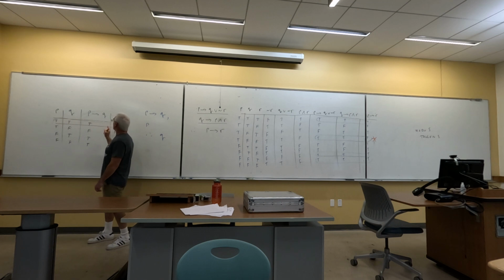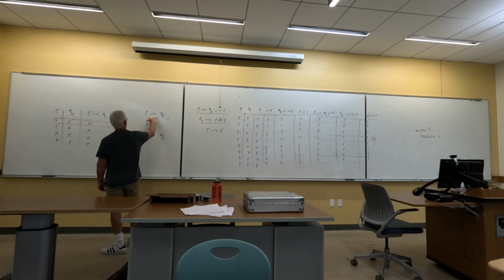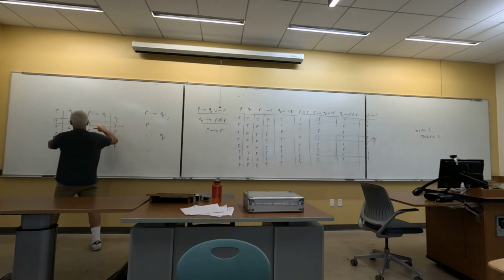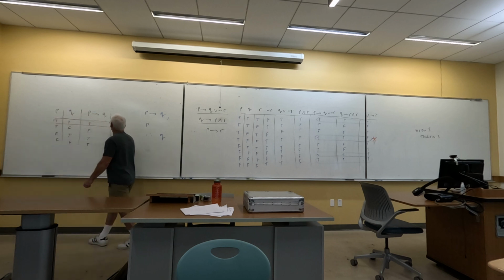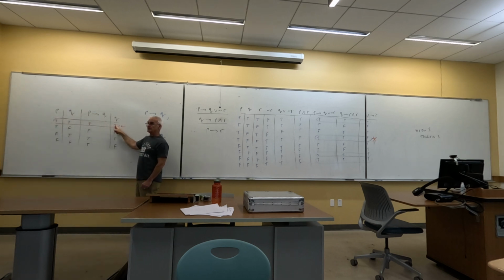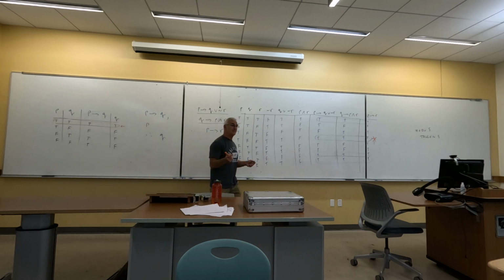Because the premise was, in this case, P implies Q, and P both had to be true. And this was the only line where they're both true, so this is the only line that mattered, and the conclusion was true. That's what makes this a little bit trickier, is because I have to fill out a whole table and then figure out where I'm looking.